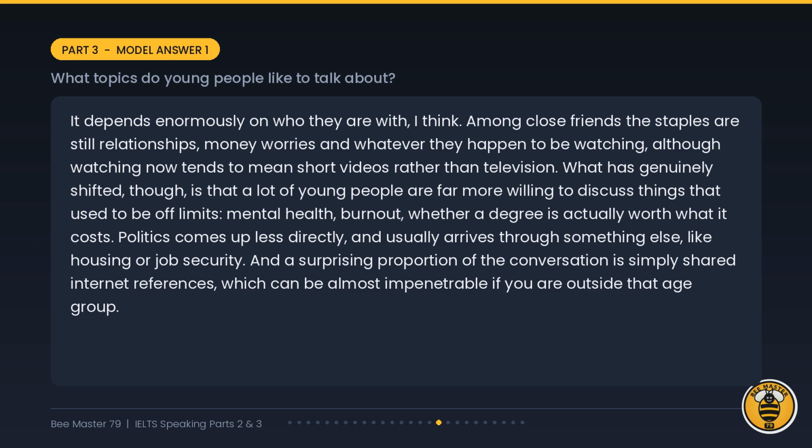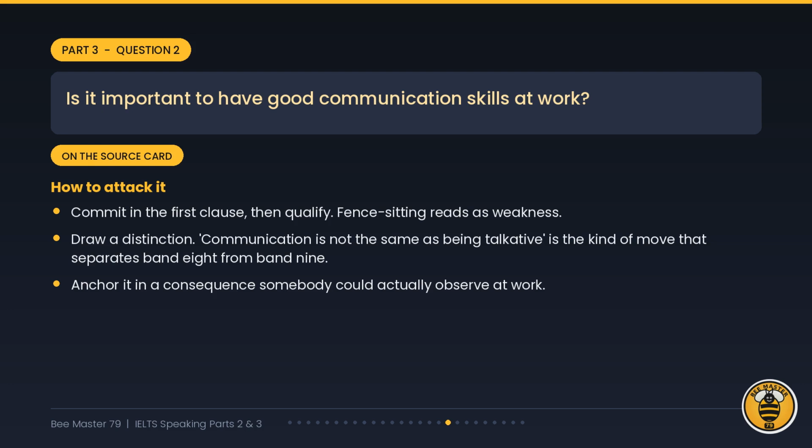outside the age group. Is it important to have good communication skills at work? Commit in the first clause, then qualify. Fence sitting reads as weakness. Draw a distinction. "Communication is not the same as being talkative" is the kind of move that separates Band 8 from Band 9. Anchor it in a consequence somebody could actually observe at work.